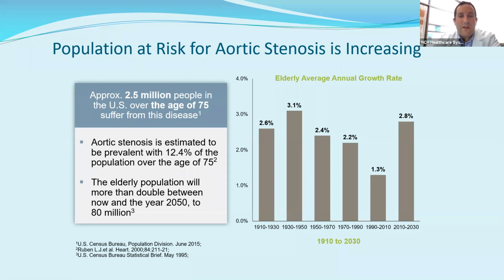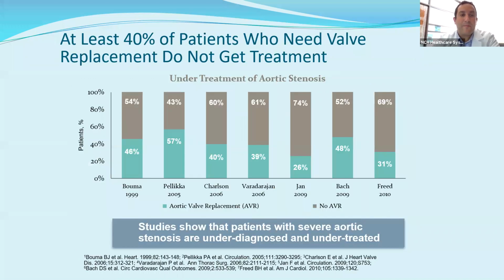What's even more concerning is as our medicine is getting better, the elderly population is going to more than double between now and the year 2050 to 80 million people, meaning there will be more people alive living longer and more time to develop this disease. One scary fact is that at least 40% of people who need a valve replacement do not get treatment. Aortic stenosis tends to be very undertreated in our population.